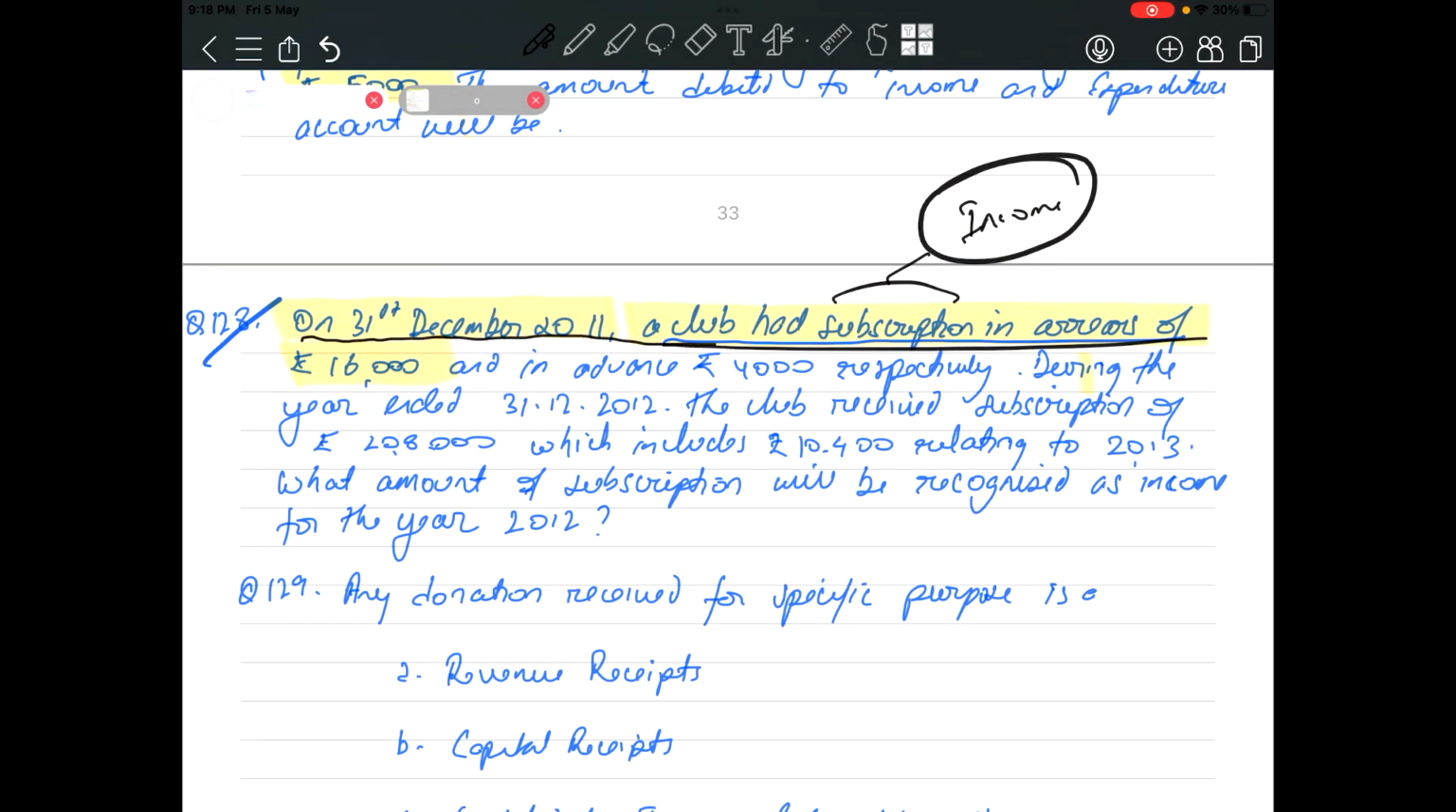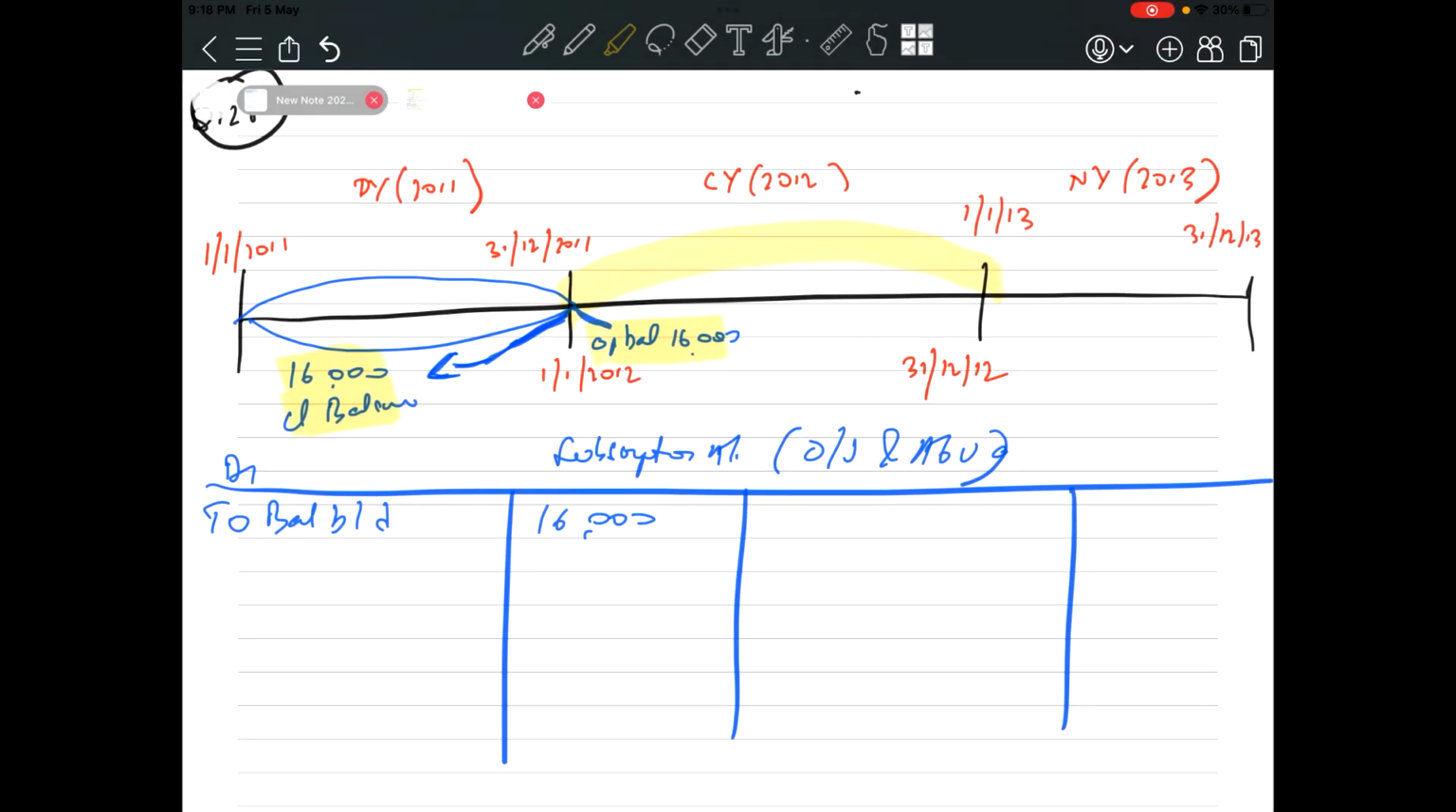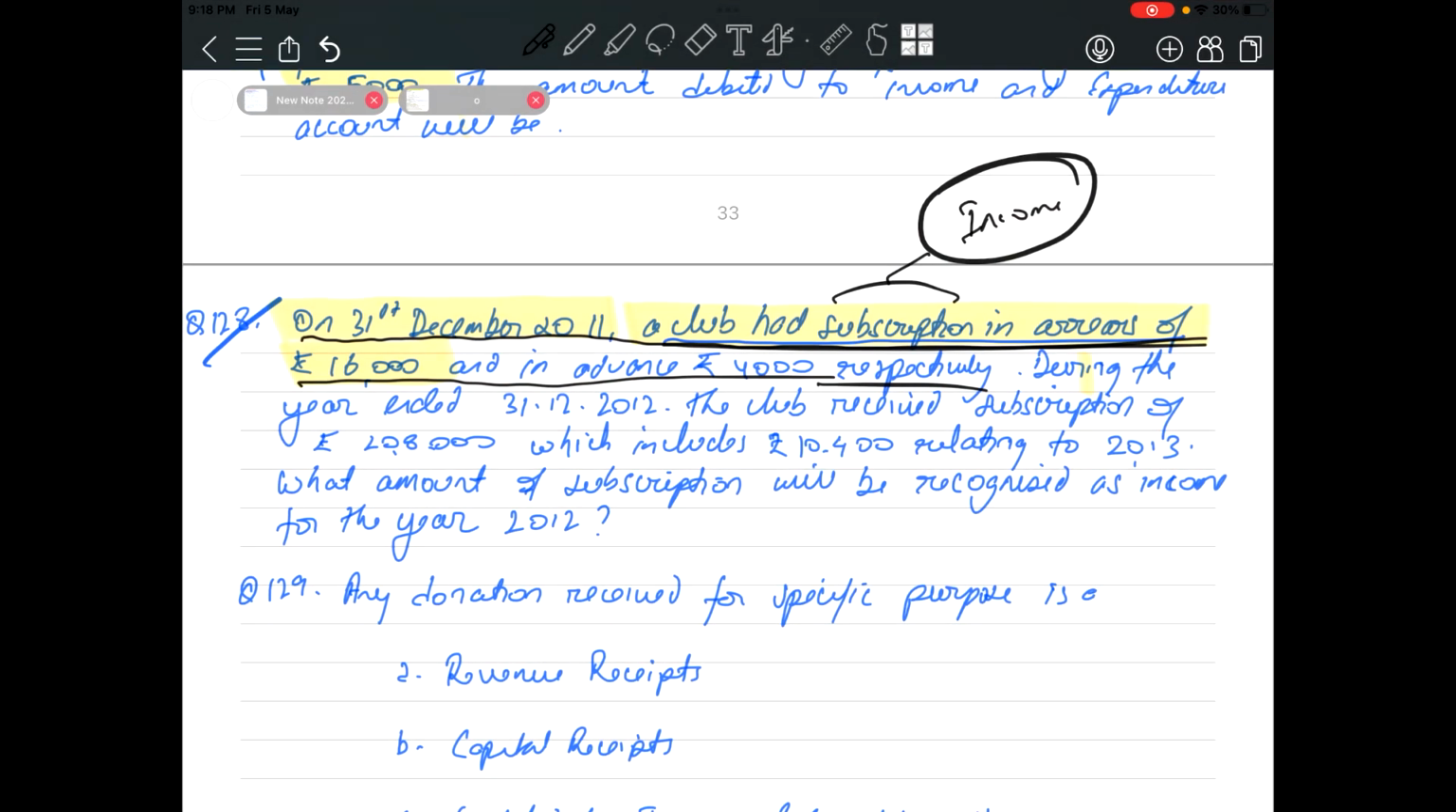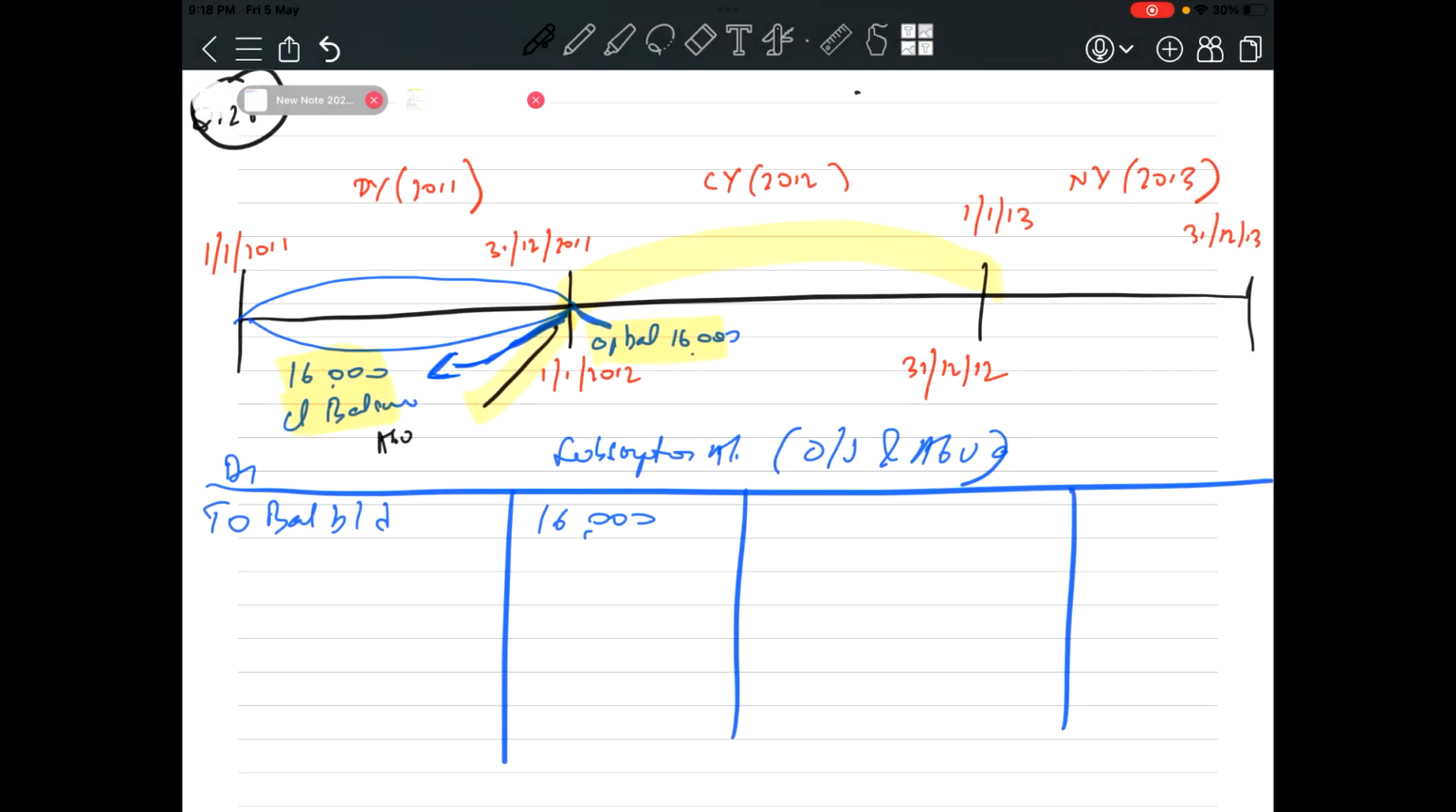On 31st December 2011, our club had subscription in arrears of 16,000 and in advance of rupees 4,000 respectively. Now what do you mean by this? It basically means that there was an advance paid during this period, an advance of 4,000 rupees.